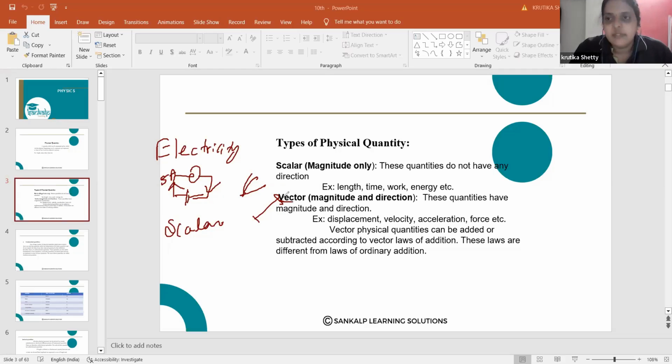Okay. So for school level, this is one exceptional case. Again, when you go to college, we have tensors. We have some other different quantities which have direction, but are not vector quantities.